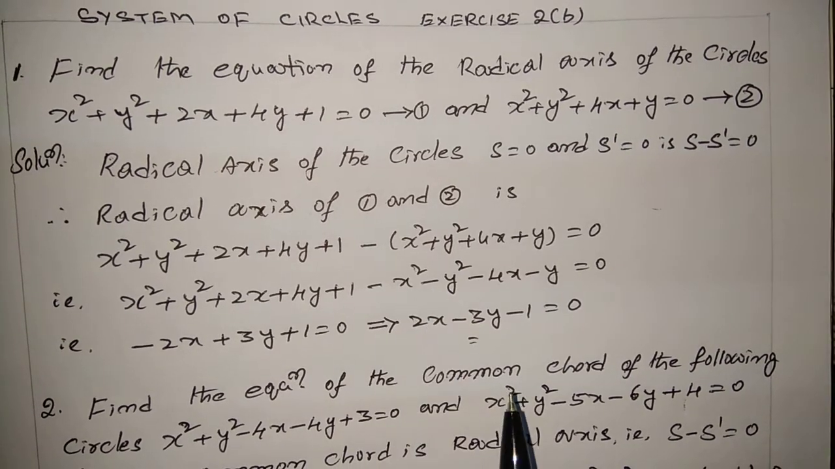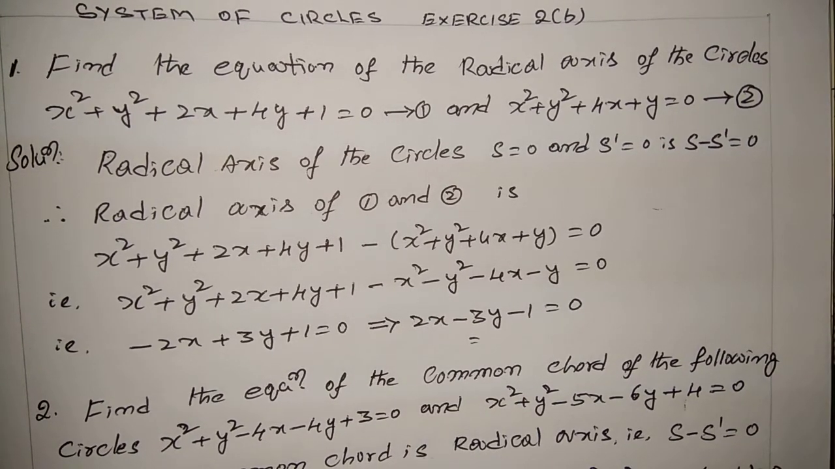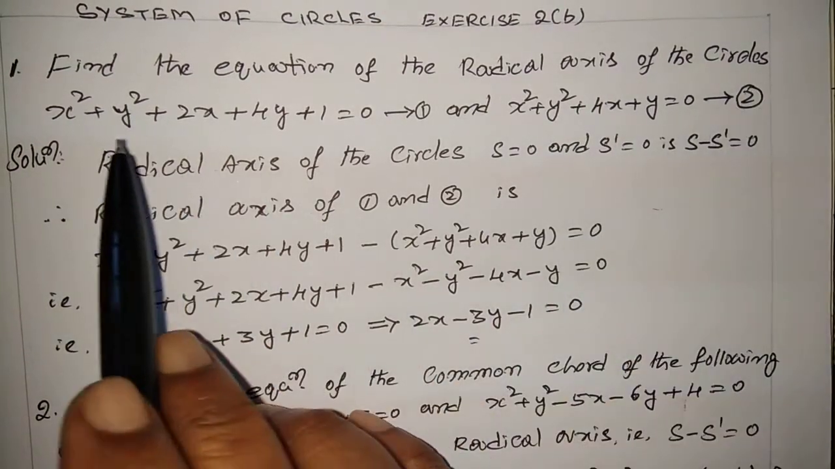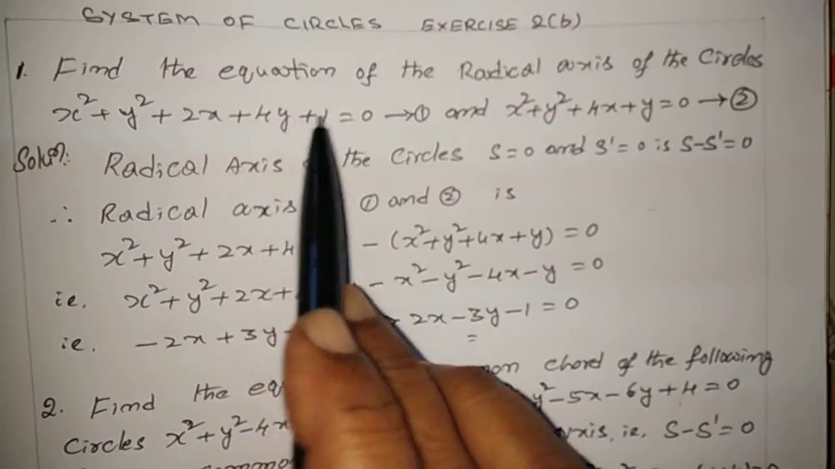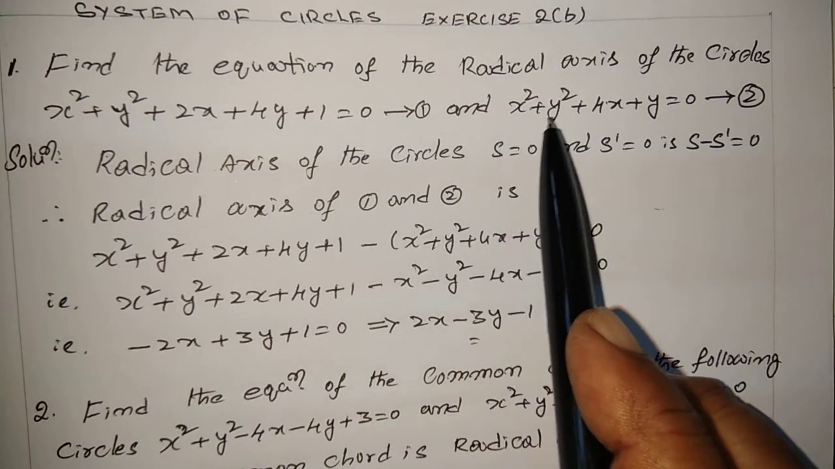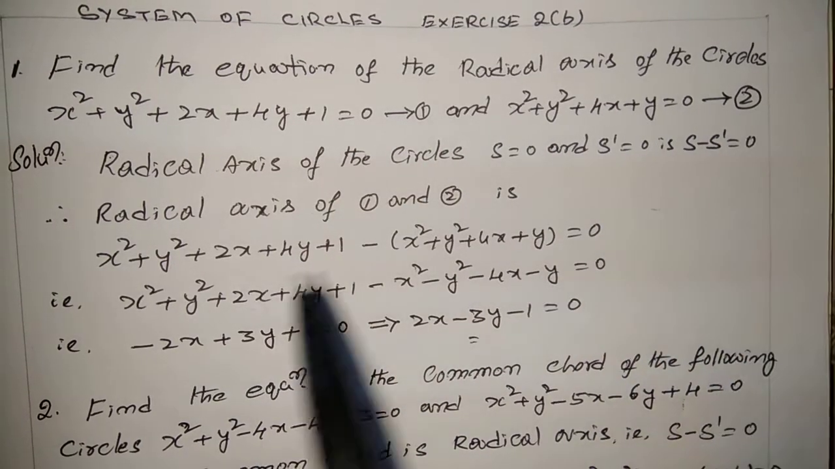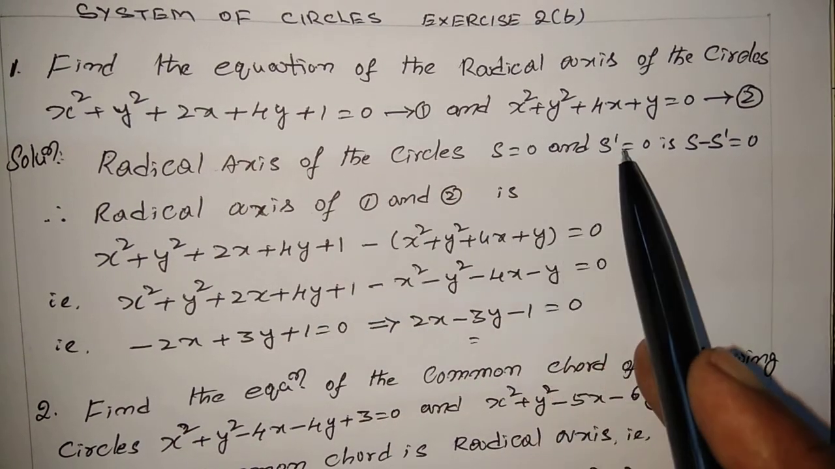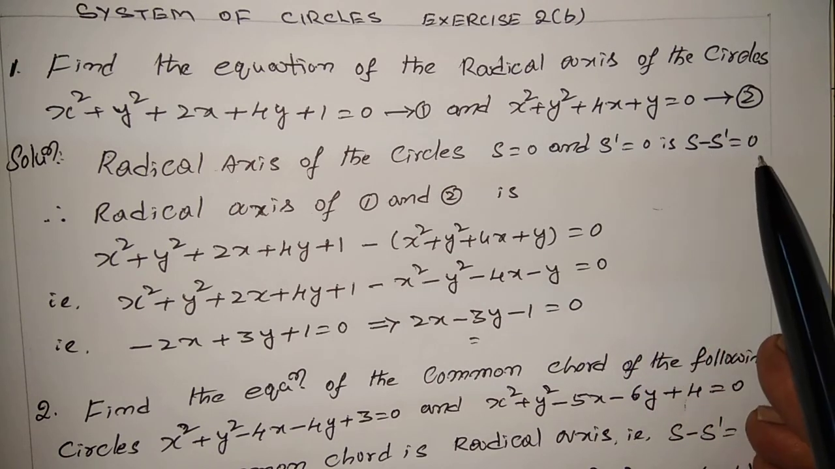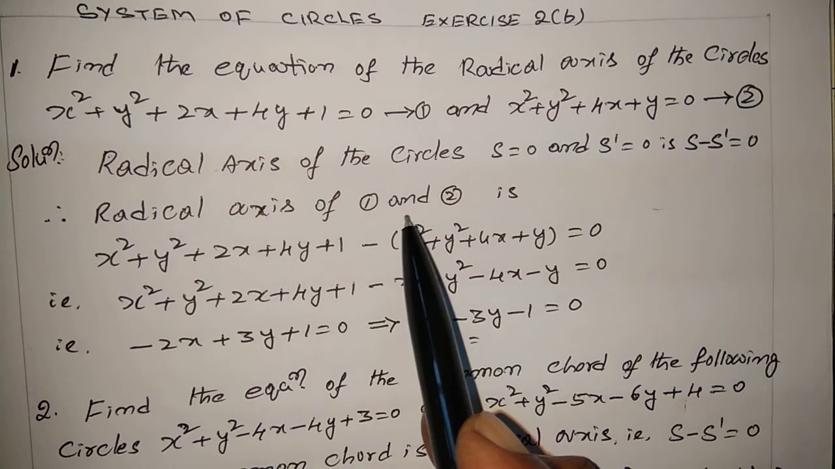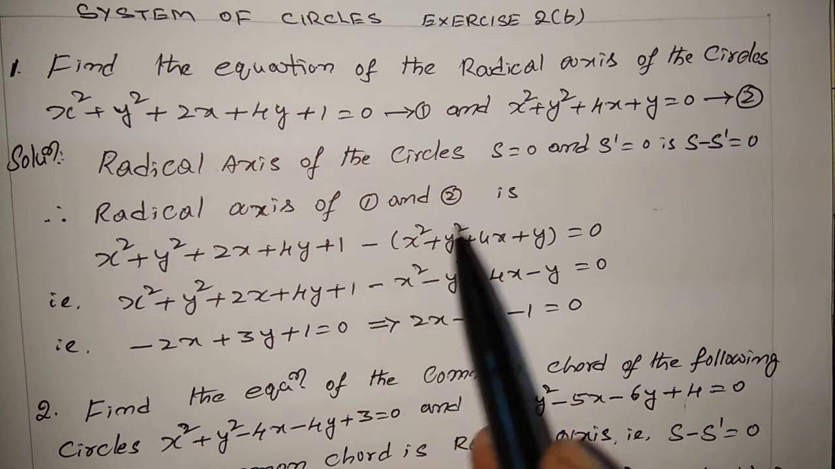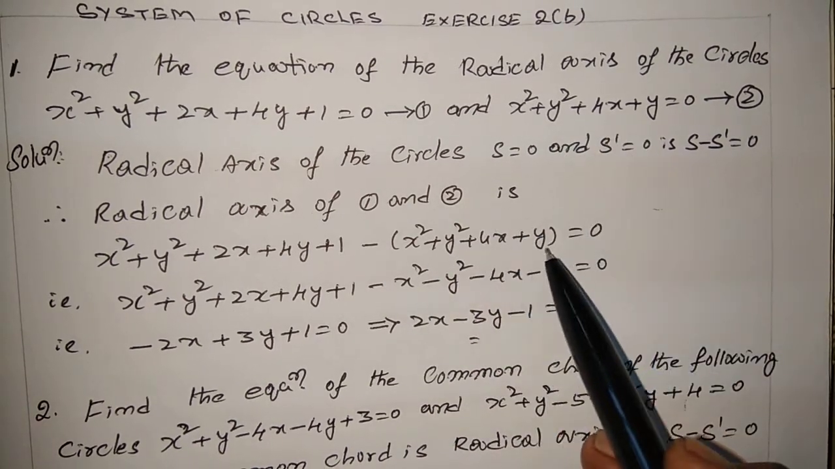Now we are going to solve small examples on radical axis, common chord and common tangent. The first one is: find the equation of the radical axis of the circles x square plus y square plus 2x plus 4y plus 1 is equal to 0, equation number 1, and x square plus y square plus 4x plus y is equal to 0, equation number 2. The radical axis of circles, we already know, S is equal to 0 and S dash is equal to 0, is S minus S dash is equal to 0. Therefore, the radical axis of 1 and 2 is x square plus y square plus 2x plus 4y plus 1 minus (x square plus y square plus 4x plus y) is equal to 0.